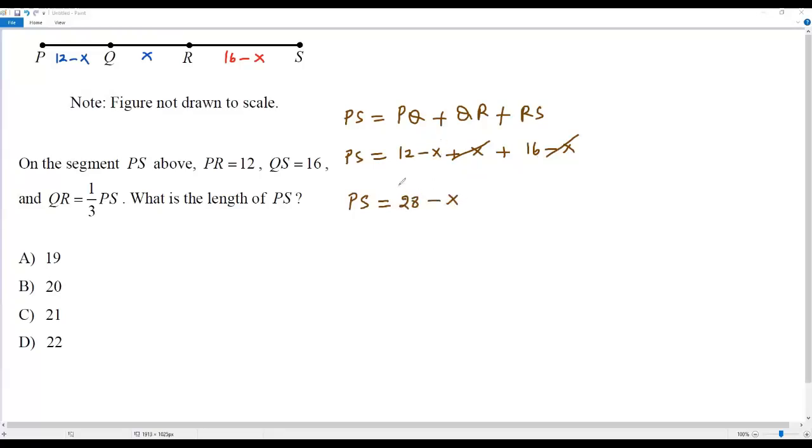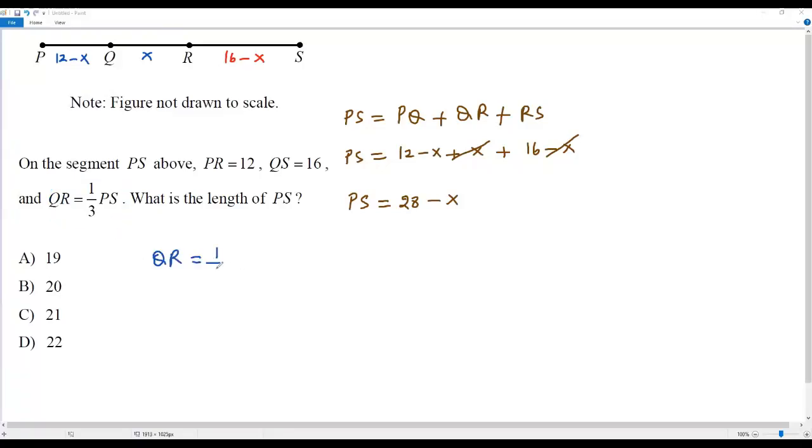So almost I got the length of PS, but still it is not complete because there is a variable X over here. Once I get the value of X, I can plug in the value for X over here, and it has to be subtracted from 28 to get the length of PS. Using the other information in the question, we can solve for the variable X. Here there is an equation, that is QR equals 1/3 of PS.